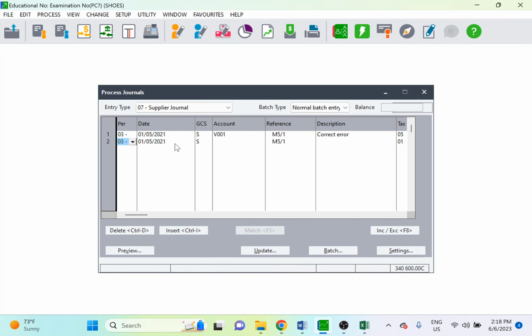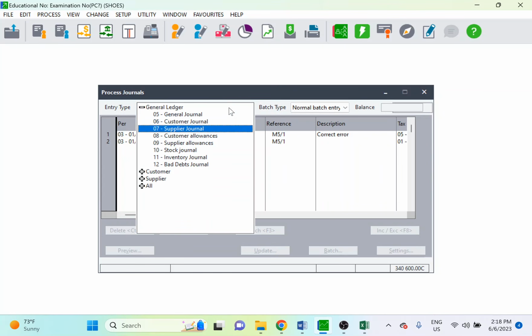And then that's it. That's 7 marks. Yes, you have 7 marks. 1 mark for the contra account, 1 mark for the balance, which is 340,600, 1 mark for tax, 1 mark for description, 1 mark for reference, 1 mark for account, and also 1 mark for date. Now we move to the next one.